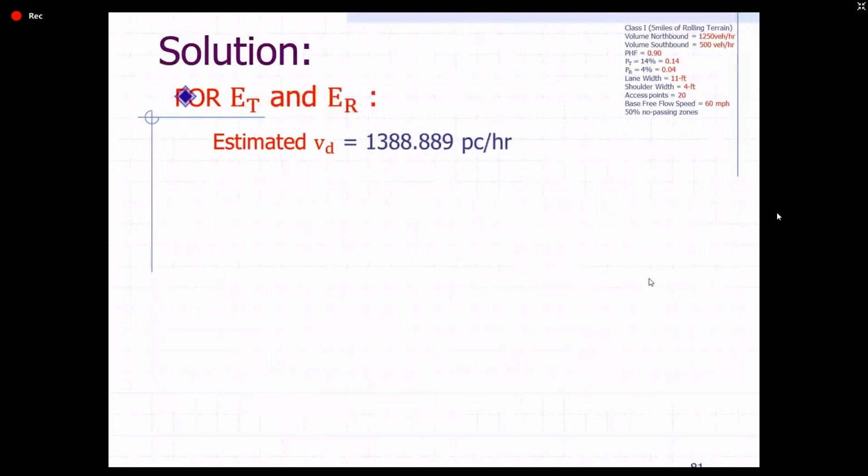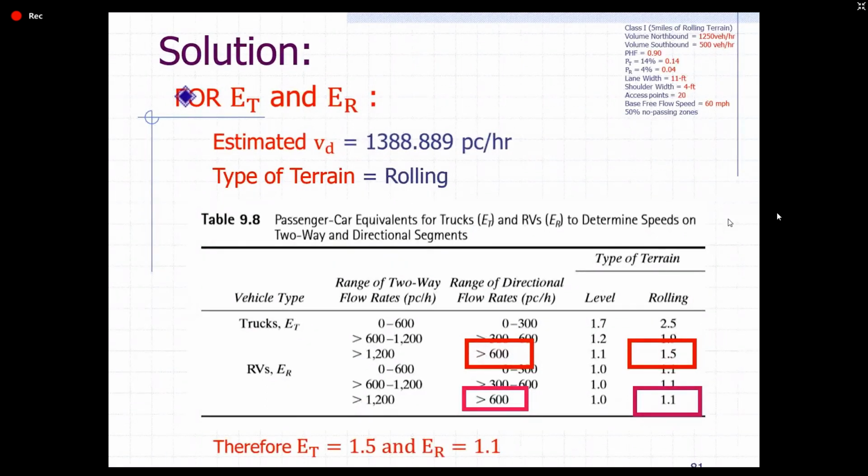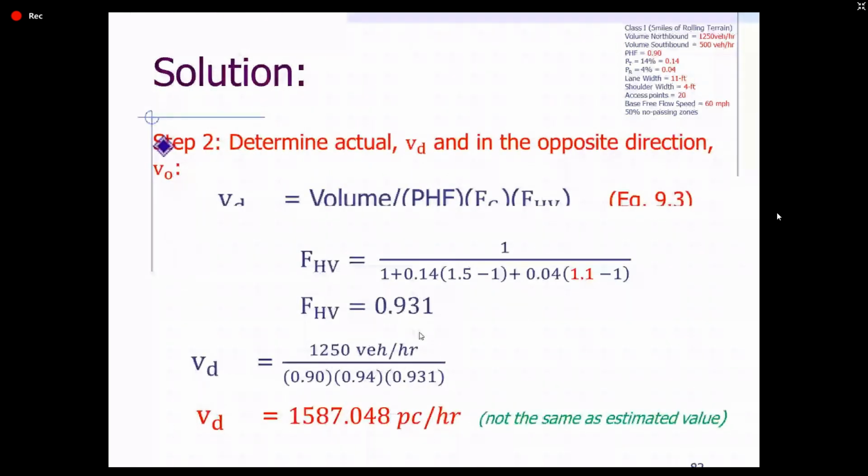So, next is kunin lang natin yung nasa formula natin, which is your FHV. And to determine your FHV, kailangan nating malaman si E sub R. So, ito yung table natin. That is, again, directional tayo. So, 600, 1.5, then 600, 1.1. Okay? So, ito yung E sub T and E sub R natin. Hindi mag-zero yan. So, most likely yung FHV is, ito yon. Ibig sabihin, yung actual value is hindi na sila magpapareho sa estimate value natin.